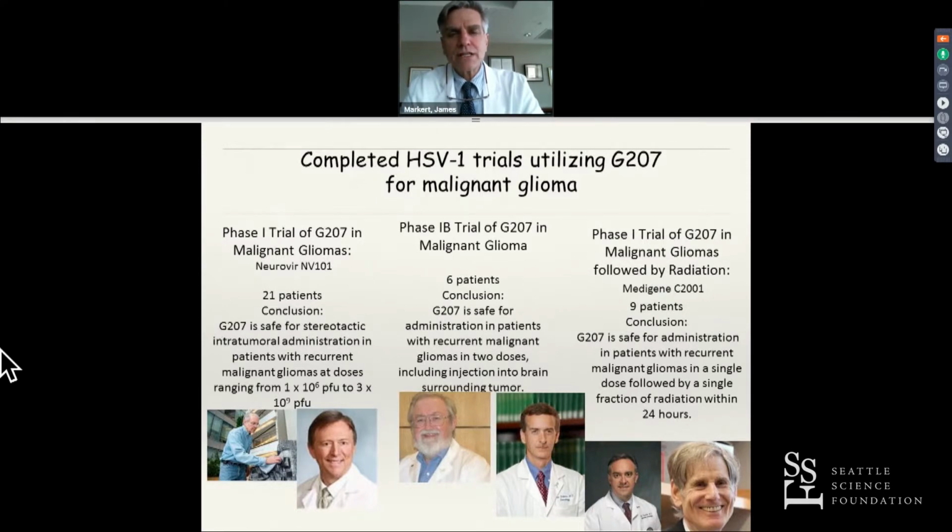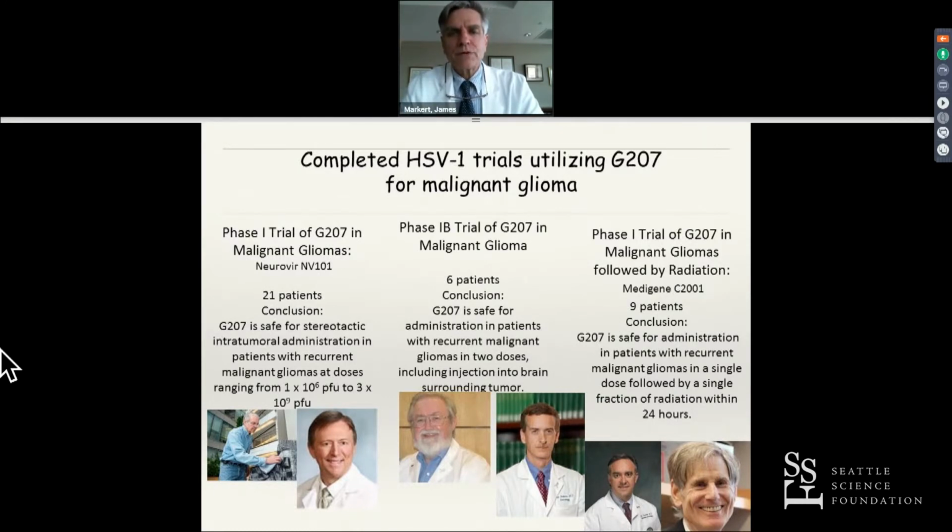We then went on at UAB and did this second study, the middle study pictured here, and this was a phase 1B study. We only had 6 patients in this study, but we got permission for the 6 patients to actually inoculate the virus and then come back 2 to 5 days later and then resect the tumor. I resected the tumor, and then I re-inoculated the virus into the tumor cavity after the resection. So they actually got 2 doses of the virus.